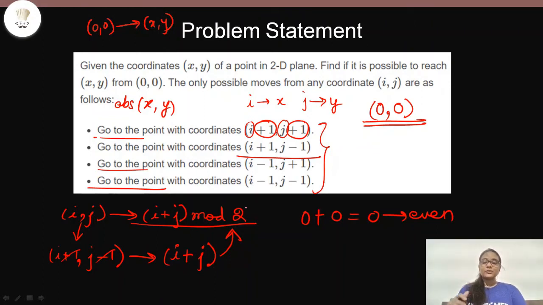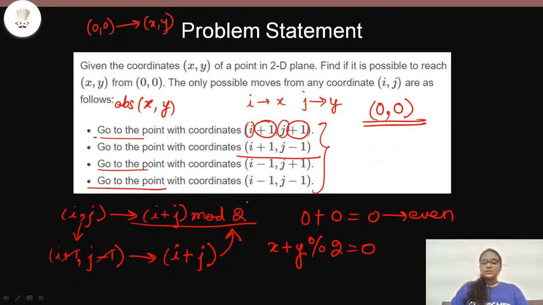So in this problem, we just check whether x plus y modulus 2 is equal to 0 or not. It means x plus y has to be even. In that case, it will always be possible for the answer to exist, meaning we will be able to move from the 0 comma 0 coordinate to the x comma y coordinate, else it will never be possible because of this parity thing that I've just explained. So I hope that you have understood the problem. This is just about the problem.